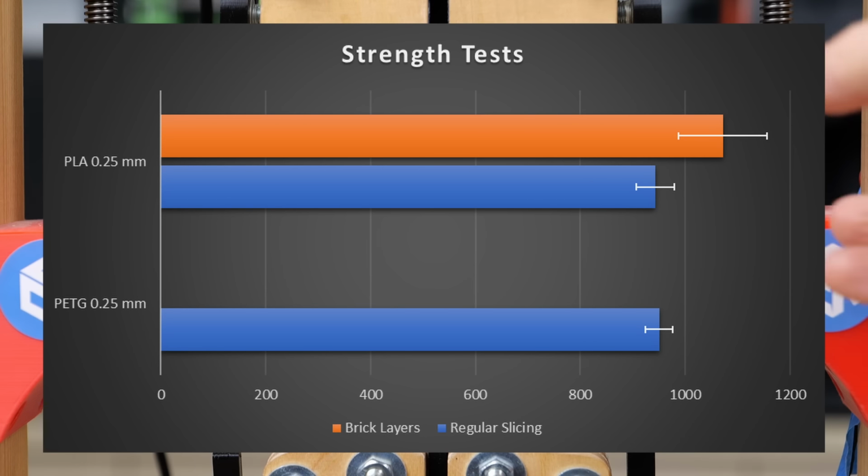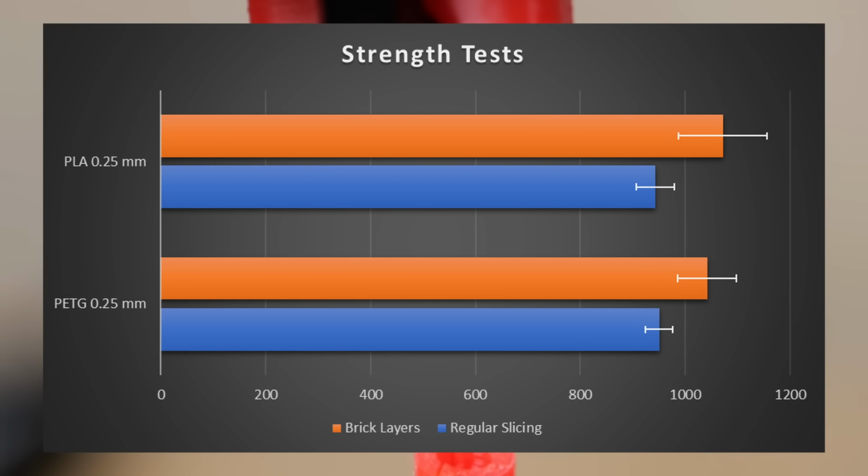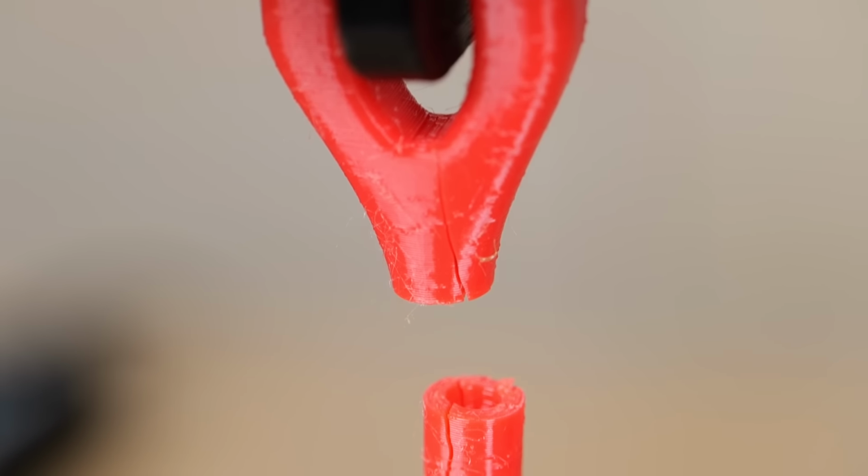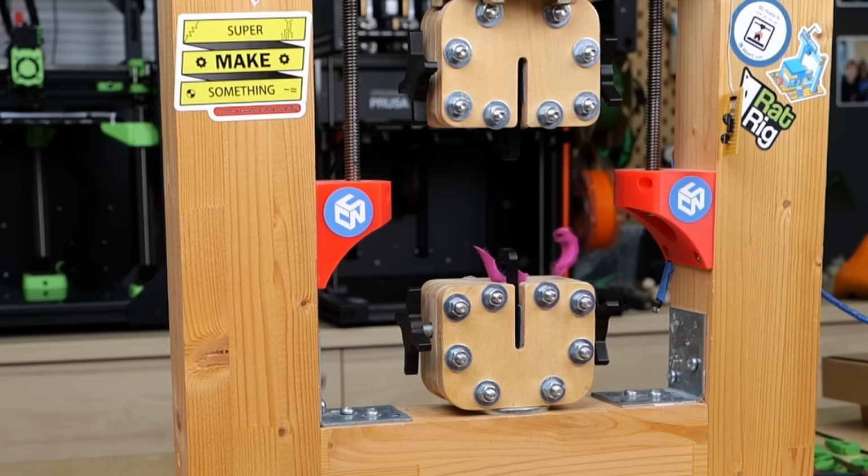They also increased in strength by 10%. The interesting observation here was that whereas the conventionally sliced PETG samples simply failed in one plane, many of the brick layer samples showed secondary cracks through the part, some almost exploding on the test rig.